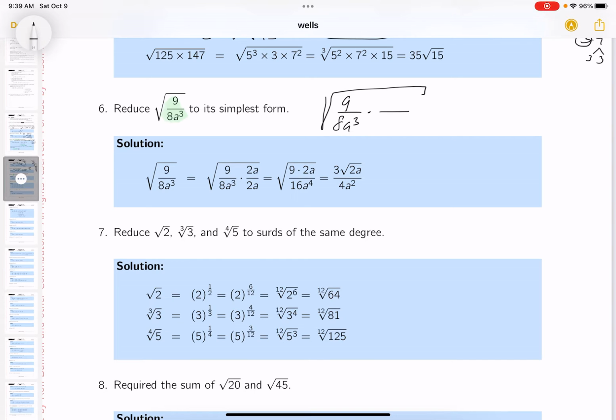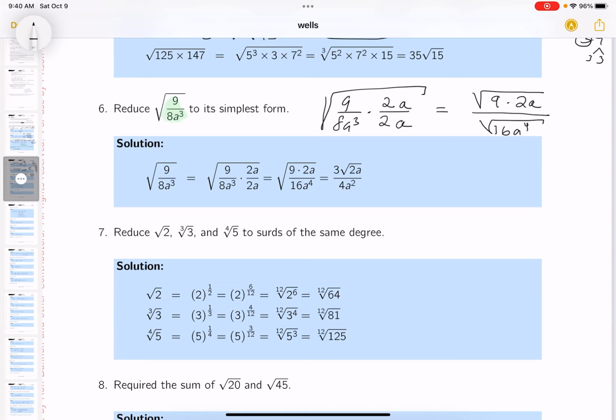And what I'm going to do is make the bottom a perfect square. And I just like to do that. It also makes it simpler for me to finish the problem. What times 8 would give you a perfect square? It would be 2. Now, what times a cubed would make it a perfect square? Well, a to the 4th is a perfect square, so I'm going to say a. Now, what do you get? On top, you get 9 times 2a. We'll do that later. What do you get on bottom? The square root of 16a to the 4th.